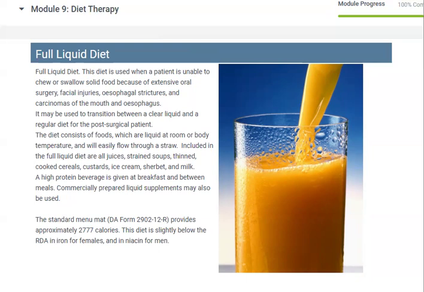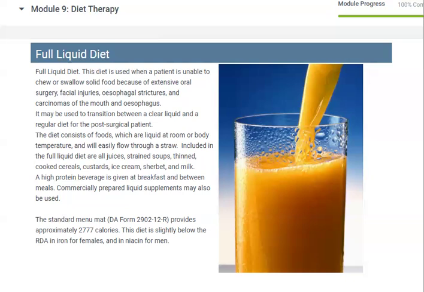Included in the full liquid diet are all juices, strained soups, thinned, cooked cereals, custards, ice cream, sherbet, and milk. A high-protein beverage is given at breakfast and between meals. Commercially prepared liquid supplements may also be used. The standard menu mat, DA Form 2902-12, provides approximately 2,777 calories. This diet is slightly below the RDA in iron for females and in niacin for men.